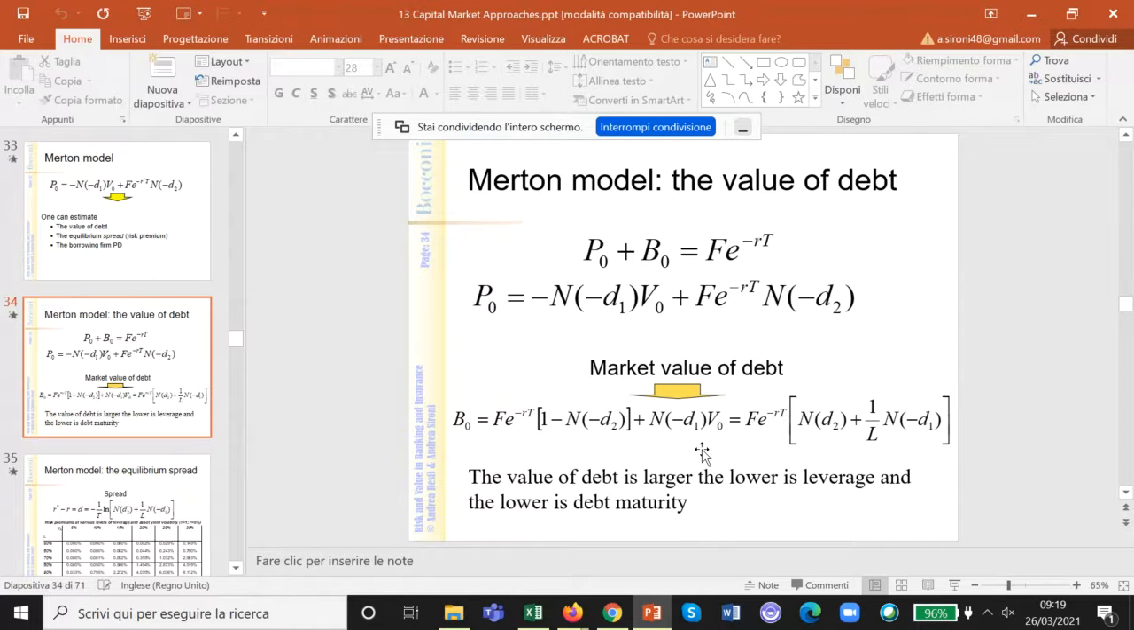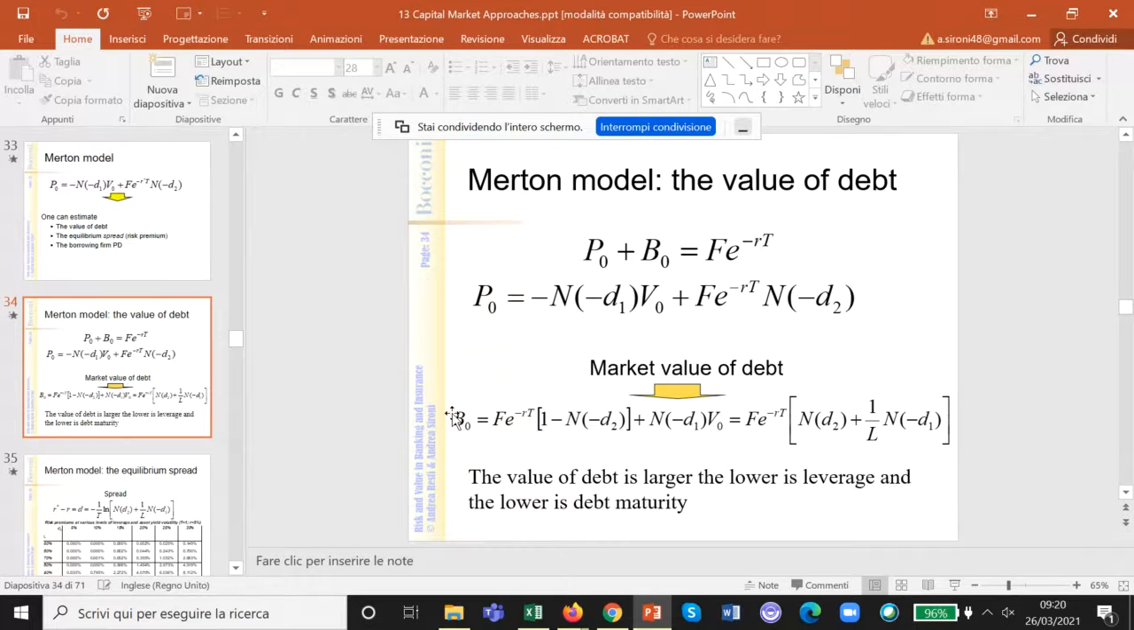We can see, for example, that the market value of debt is larger the lower the leverage, which is consistent with intuition, and the lower the debt maturity, which again is consistent with intuition.